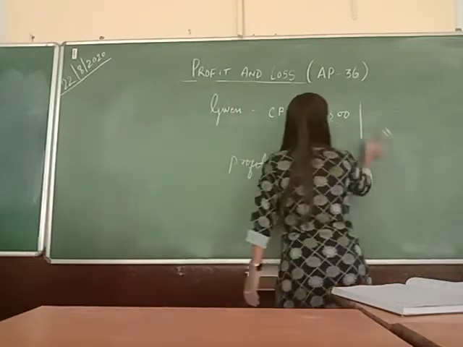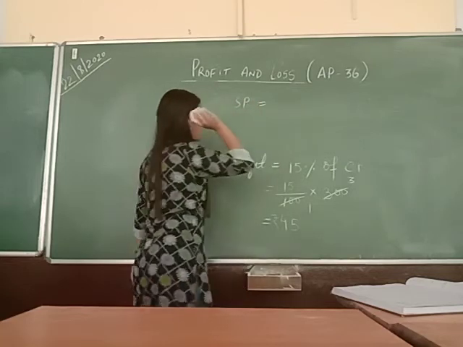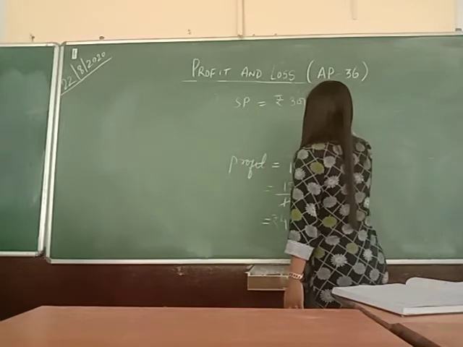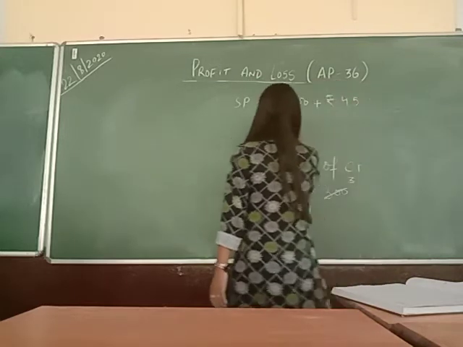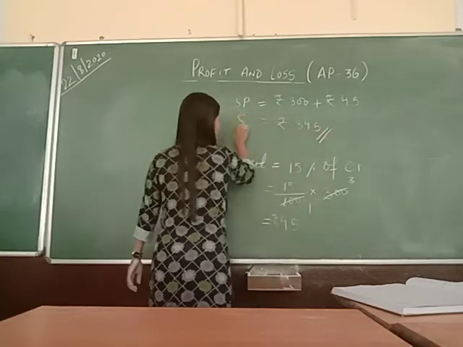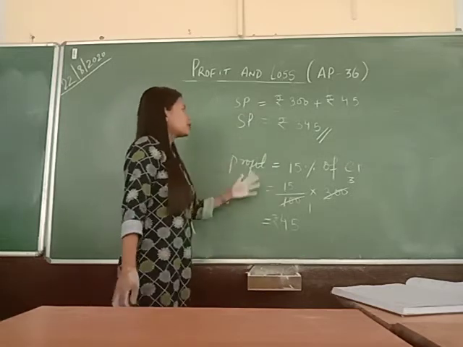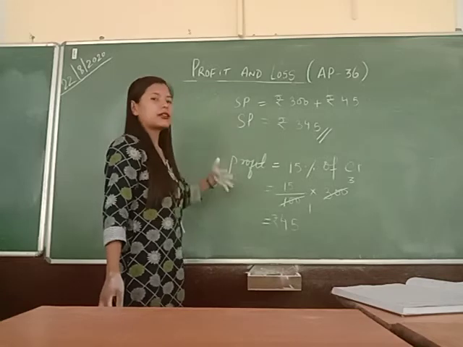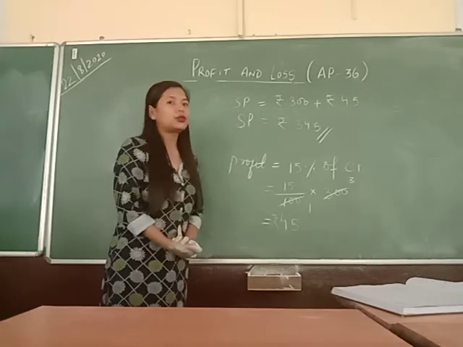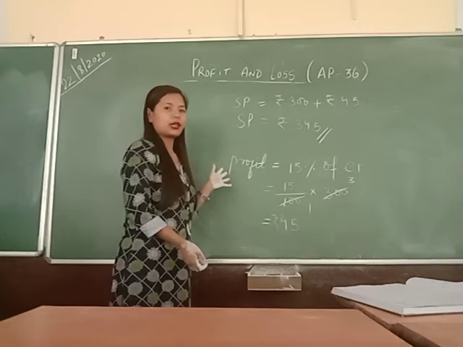So I need to find the selling price. Selling price equals cost price plus profit. So the cost price is rupees 300 and the profit made is rupees 45. So our selling price will be equal to rupees 345. So this is how we utilize our concept of percentage to find out all these things in profit and loss. So children, I hope you have understood. Please be thorough with the formulas that I discussed, that is for profit percent and loss percent. Okay, thank you.